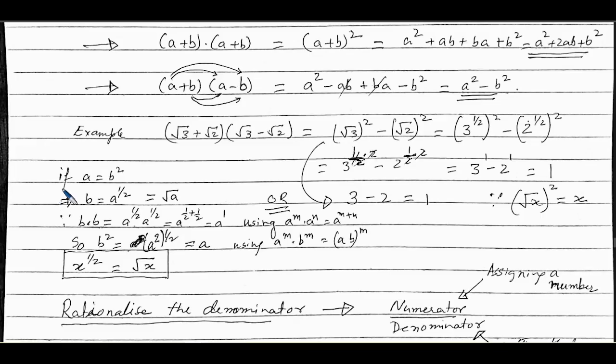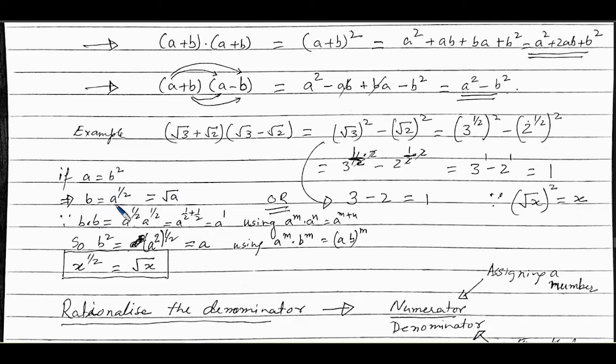So here is a note. Say if a is equal to b square, then one can write b is equal to, this is square, I can bring it to the left hand side. So this 2 becomes 1 by 2. So b is equal to a to the power 1 by 2, and that can be expressed as square root a. So here it is, some explanation is given here.